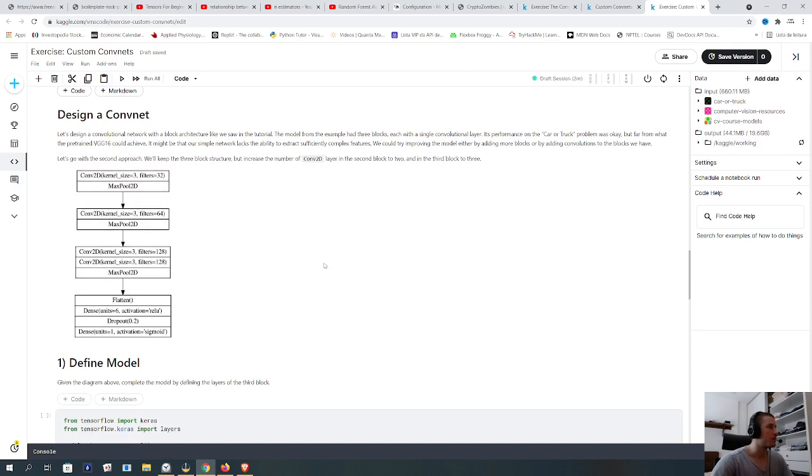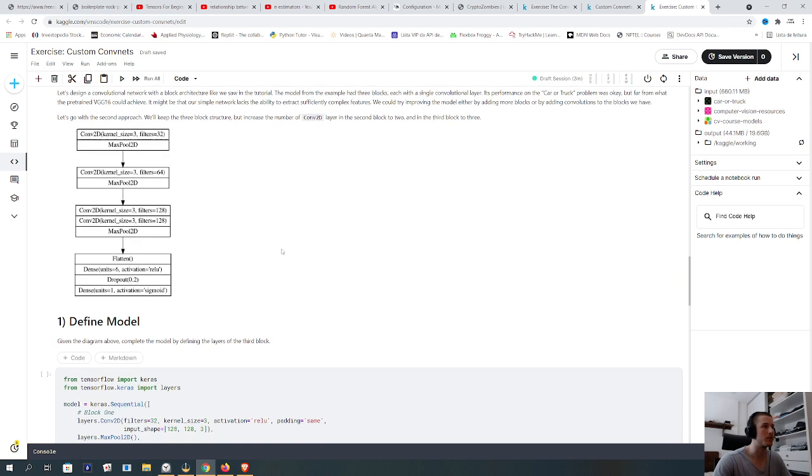Design a convnet. Let's design a convolutional network with a block architecture like we saw in the tutorial. The model from the example had 3 blocks, each with a single convolutional layer. Its performance on the car or truck problem was okay, but far from what the pretrained VGG16 could achieve. It might be that our simple network lacks the ability to extract sufficiently complex features. We can try to improve the model either by adding more blocks or by adding convolutions to the blocks we have. Let's go with the second approach.